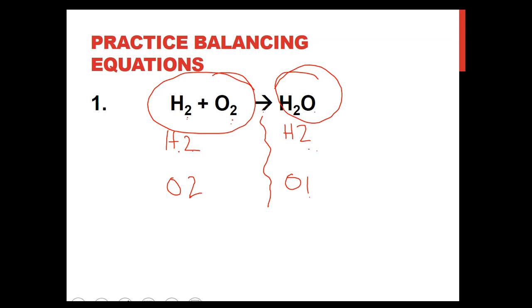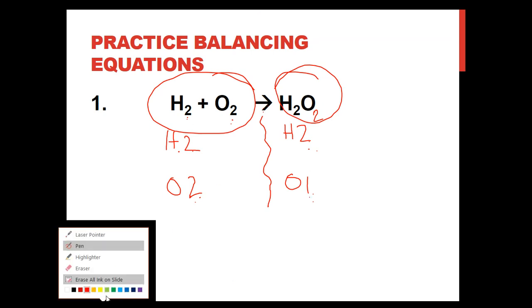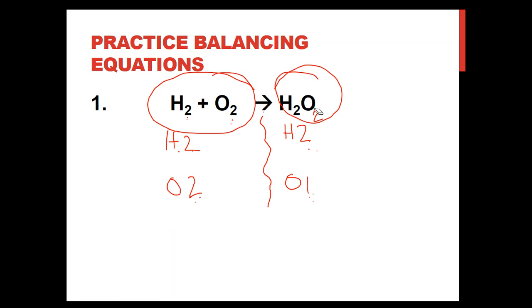My H's are good, 2 and 2, but my oxygens are not good. Okay, I have to change those. So the only thing I can do, unfortunately, I can't just put a little 2 there, because instead of making water, now I'm making hydrogen peroxide. And you know, the difference is that if you drink water, you live. If you drink hydrogen peroxide, you die. And that's a big difference. So I'm going to erase that because you can't do that. You cannot make or change subscripts.